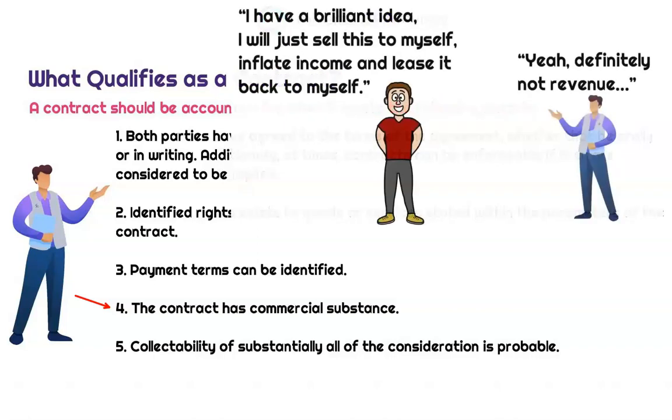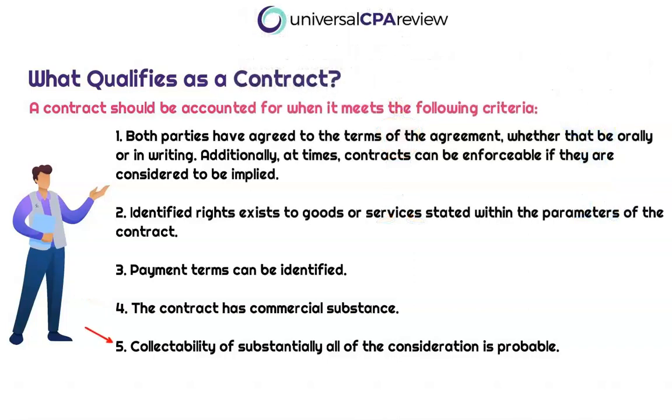An example of this would be if Get Stupid sells one of their assets to its sole owner and then immediately leases it back to the company to generate revenue from the sale. Right? If the owner's like, I have this brilliant idea, I'm just going to sell this to myself, inflate income, and then lease it back to myself. Right? They're going to be like, yeah, that's definitely not revenue. Okay, and finally, collectability has to be considered probable.